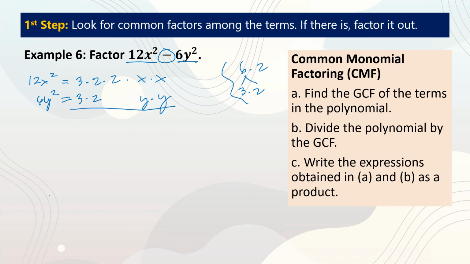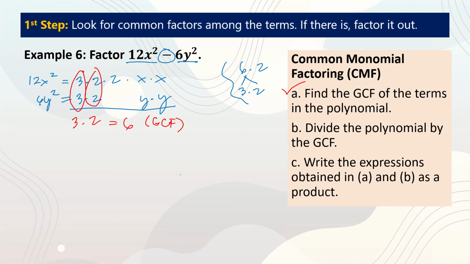Then, if you look at it, the only commonality in here is 3 and 2. May x sa first term, wala namang x sa second term. May y sa second term, wala namang y sa first term. So, ibig sabihin, ito lang yung ating GCF, 3 and 2. So, 3 times 2, you'll get 6. That's the GCF. So, we're done with A. We now proceed with B.